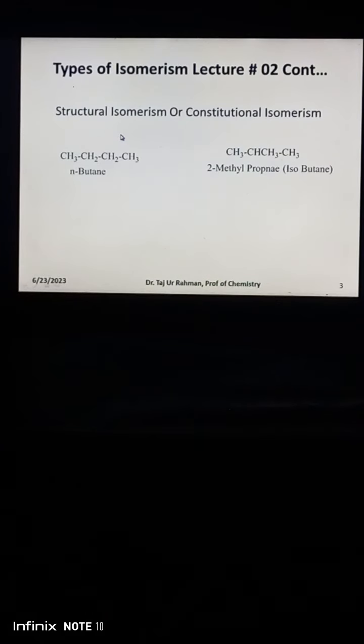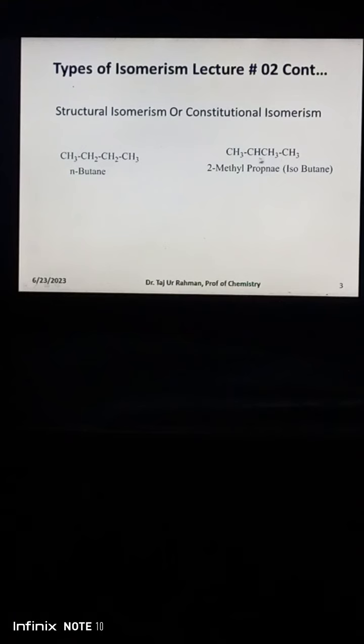In structural isomerism, the isomers have the same molecular formula, but they have different order of connectivity of atoms. For example, butane, which has two isomers, that is n-butane with straight chain formula, and isobutane or 2-methylpropane with branch chain formula, in which one methyl group is attached to carbon number 2.